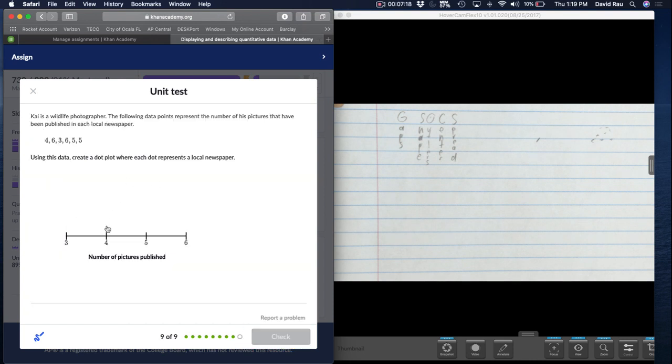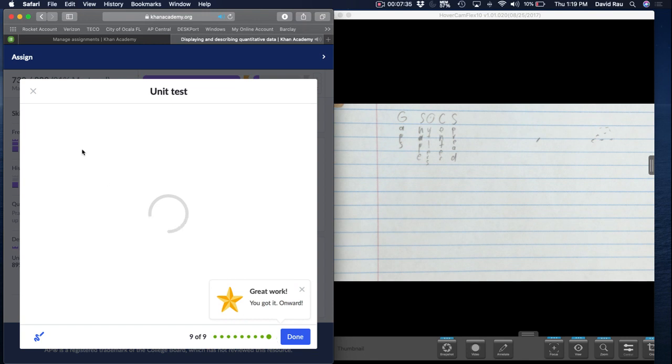Oh, last but not least, it's 1, 4, 2, 2, and 1. And this would be a skew left distribution. There's more data to the right, and you'd kind of draw it like that. Skew left. And we're done.